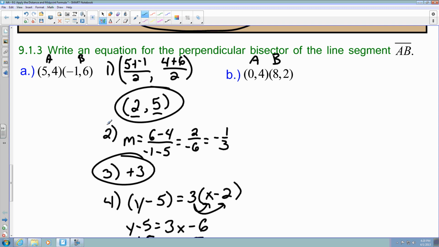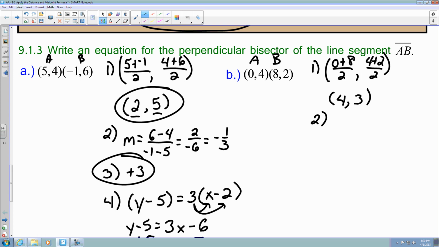So if I look at example B, first thing I've got to do is find the midpoint. And I can do that by doing 0 plus 8 divided by 2, comma, 4 plus 2, all divided by 2. And the midpoint for that would be 4, comma, 3.